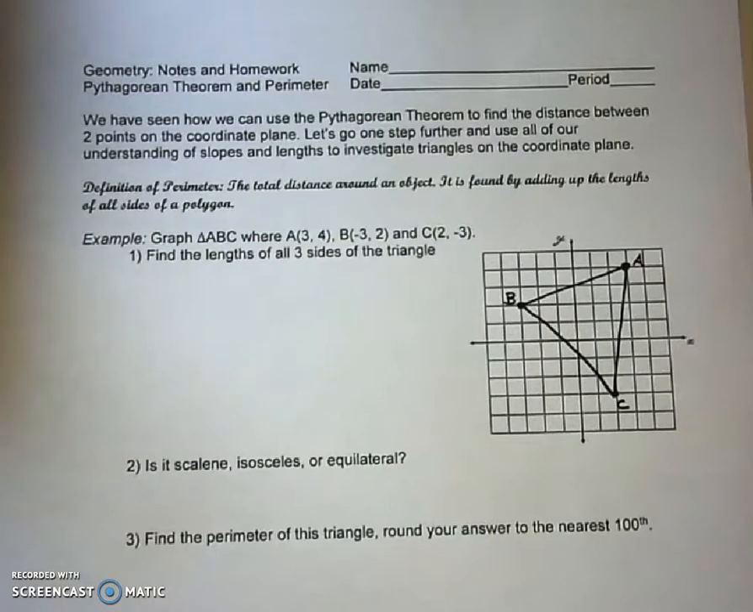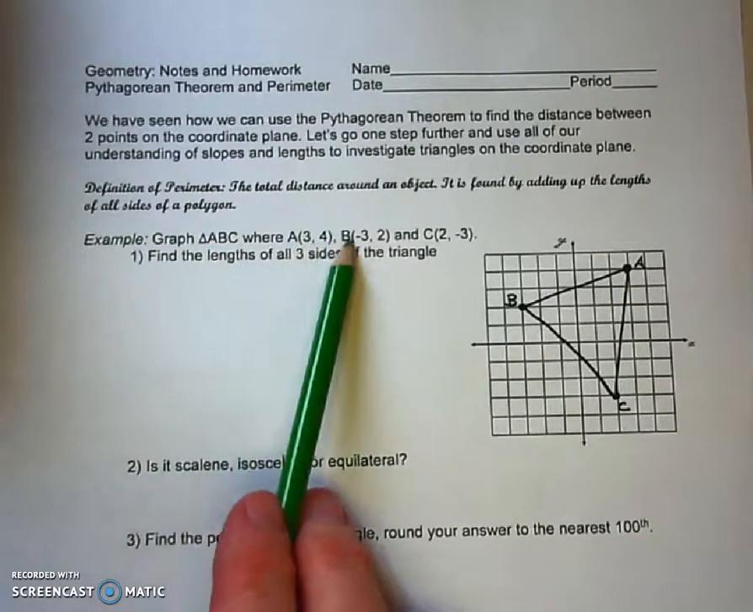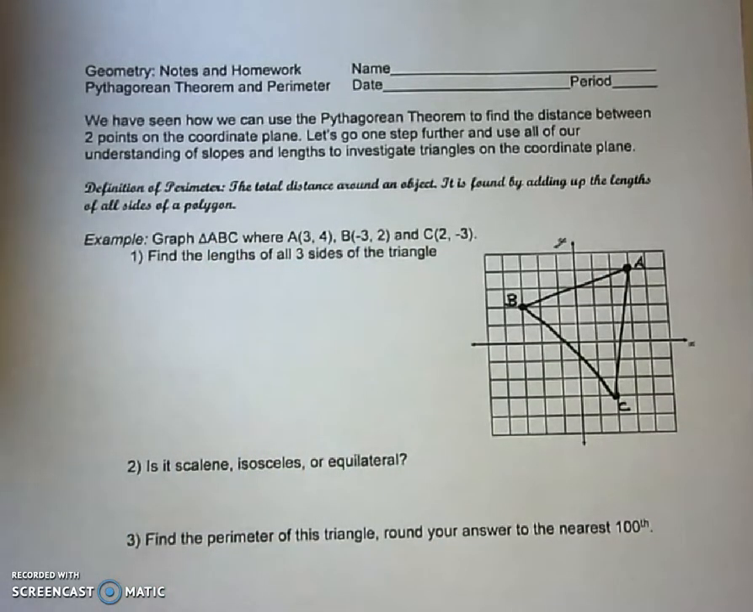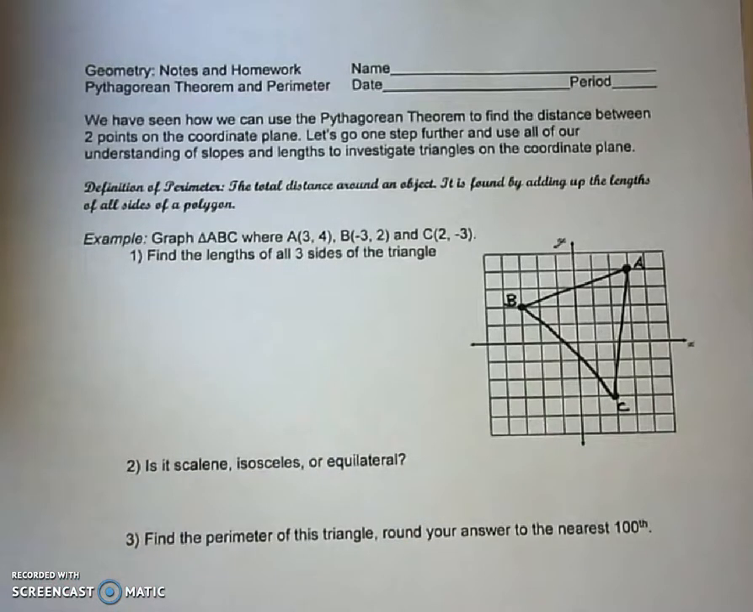Okay, so let's talk about how we can use the Pythagorean theorem to help us out in a lot of different ways. One of the ways we can do that is by examining things such as polygons on coordinate planes. If we take a look at this example we have right here in our notes, they want us to graph triangle ABC where they give the coordinates, and I already did that. The first thing they want is to find the lengths of all three sides of the triangle. So here's what I'm going to do.